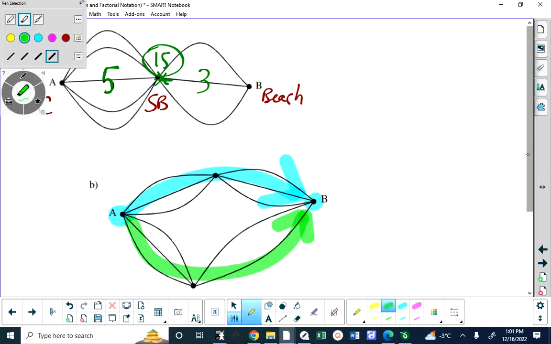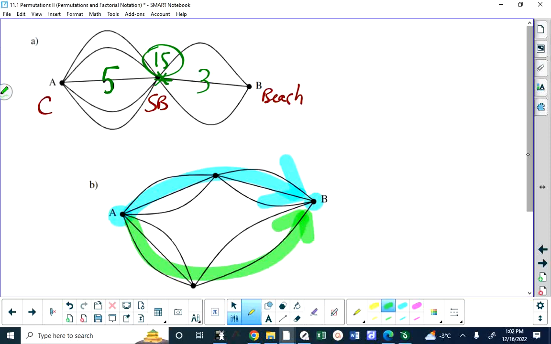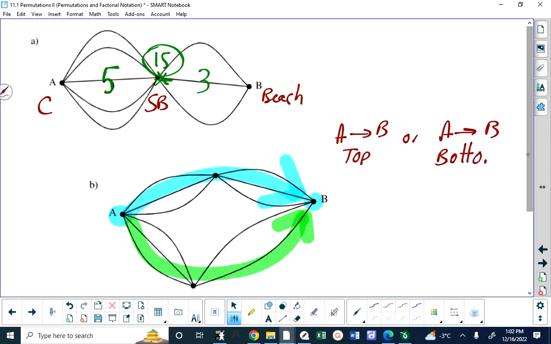There's something in this question that would probably be on an exam which would say you're not allowed to backtrack. I don't know if it says that or not. But you are not allowed to backtrack because then there's literally no end to the process. So this is A to B through the top or A to B through the bottom. And of course, or means plus.